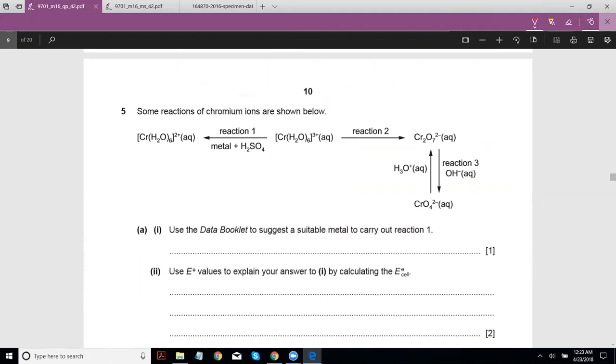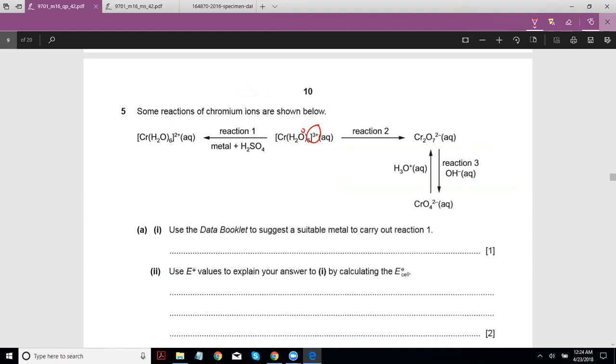Some reactions of chromium ions are shown below. Use a data booklet to suggest a suitable metal to carry out reaction 1. What is happening with chromium here? H2O is 0, so whatever the charge here is the oxidation state of chromium. So this is chromium 3 positive going to 2 positive, so it is being reduced. So you need a suitable metal, and the data booklet can help you with that.